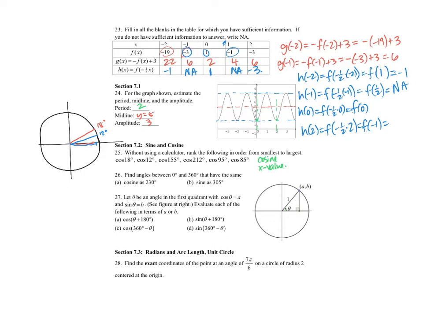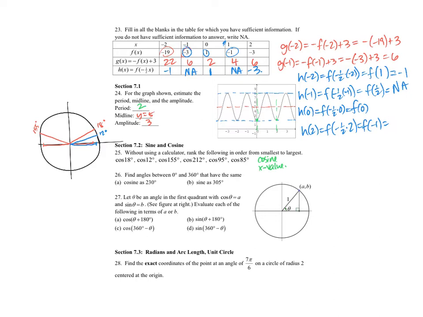What about cosine of 155 degrees? 155 degrees is going to be slightly less than 180, so it's over here, and it has that x coordinate. And then 212, okay, so 212 minus 180 has a reference angle of 32. What about the 155?